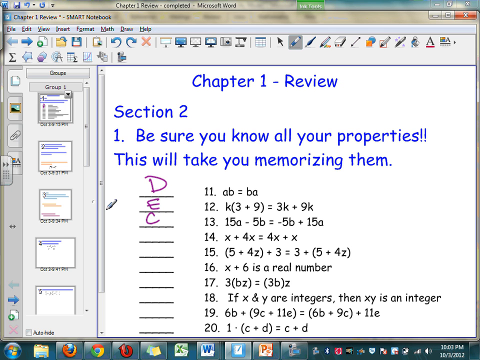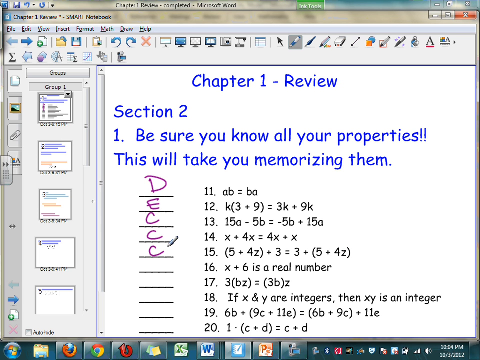Now, 14, did the order stay the same or did it change? It stayed the same. I should say it changed, I apologize. So therefore this is going to be the commutative property of addition again, so that's letter C. Now look at 15. 5 plus 4z plus 3 equals 3 plus 5 plus 4z. Again, did the order stay the same or change? 5, 4z, 3. 3, 5, 4z. And you can see my pen as I'm saying those, okay? Did the order stay the same across there? The order did not, so therefore it changed, and this is, again, the commutative property.